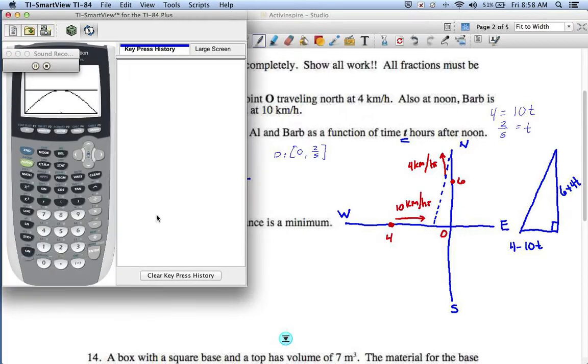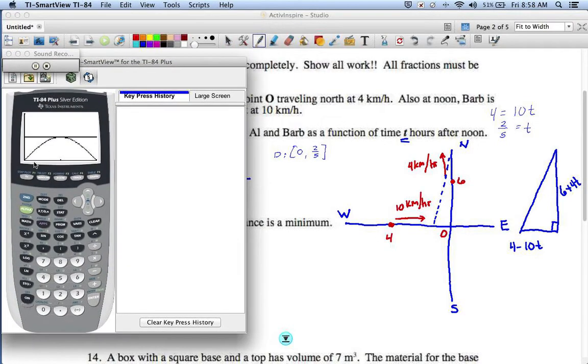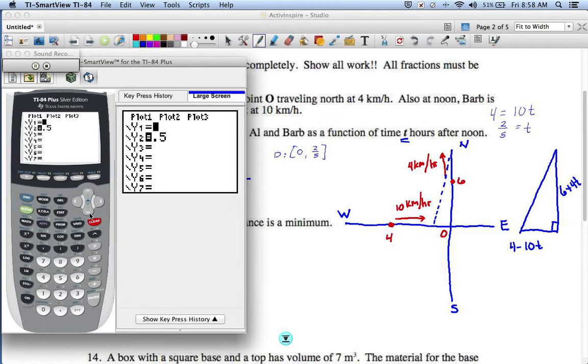We don't need all that stuff in there. I need an equation. So let's go to my equation here. Let's clear that out. And my equation was the square root of 4 minus 10t squared plus 6 plus 4t. Of course I'm using x's instead of t's, and that again is squared there. All that's underneath the square root.